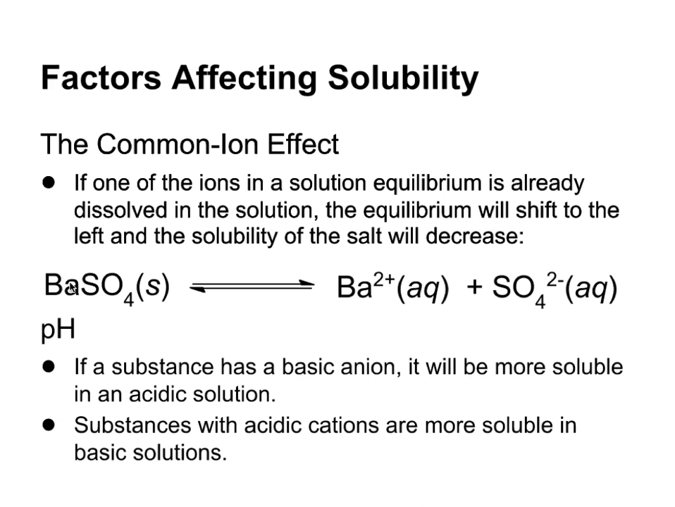pH can also affect solubility of a substance. If a substance has a basic anion, it'll be more soluble in an acidic solution. If a substance has an acidic cation, it's more soluble in a basic solution because it's more likely for neutralization reactions to happen.